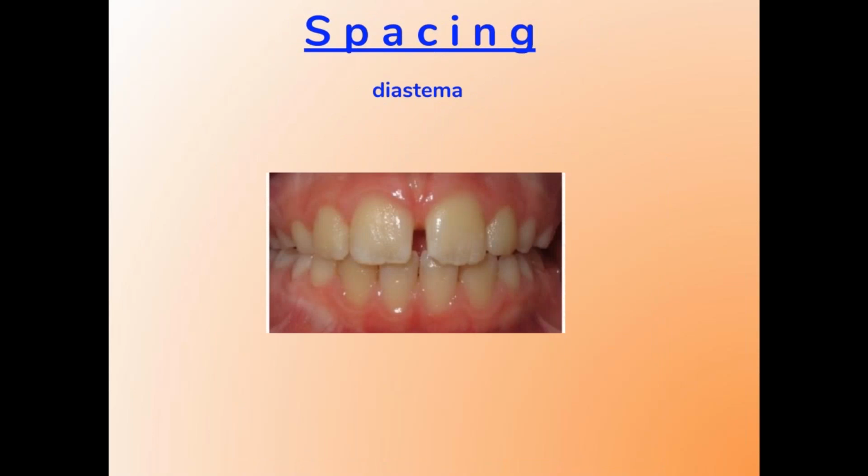So the next thing we're going to talk about is spacing. When there are baby teeth still present in the patient's mouth, it's normal to have spacing. And I just wanted to draw attention to this term. It's called a diastema. That's when there's a space between the front teeth. We call that a diastema.